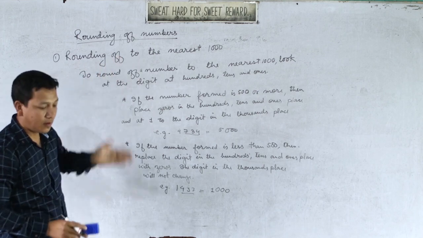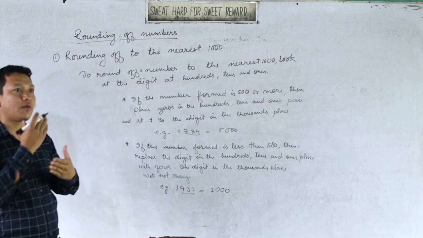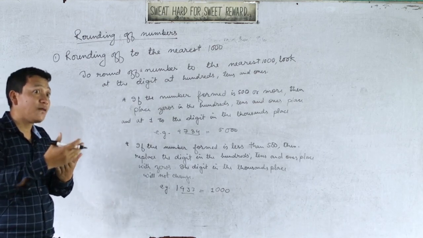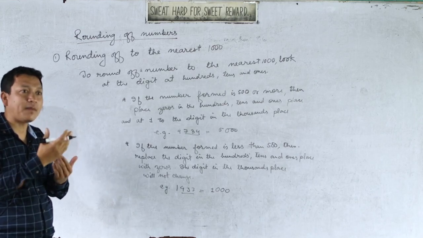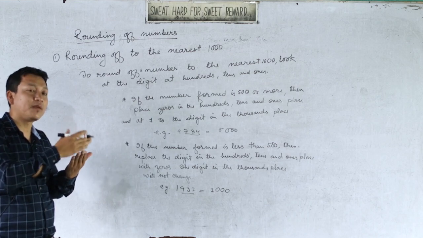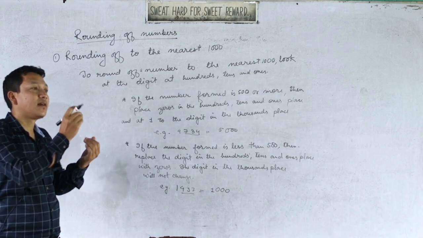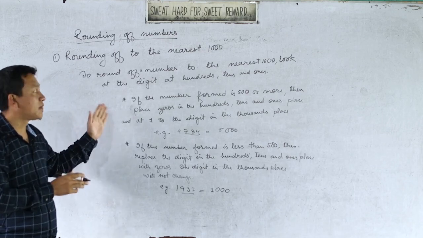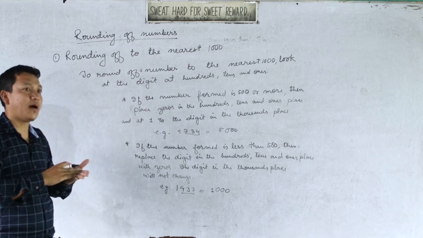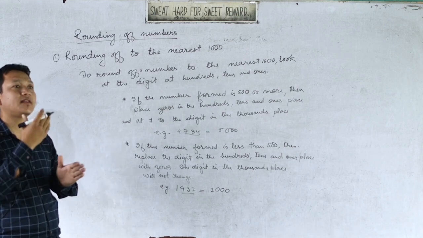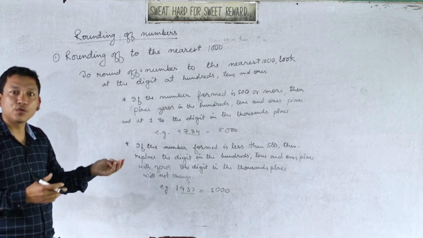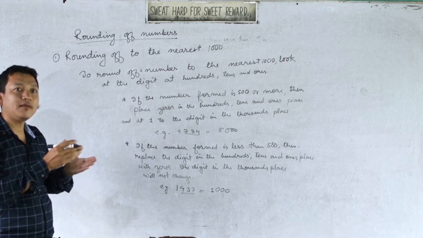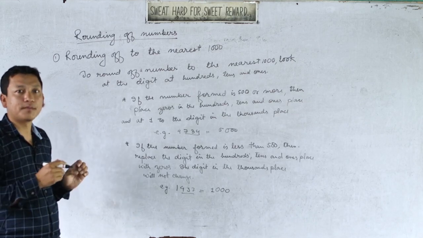According to the nearest 10, you should look at the ones place digit. If it is 5 or more than 5, we should take the next ten, meaning the tens place digit goes up by one. If the ones place digit is less than 5, meaning it may be 4, 3, 2, 1 or 0, then the ones place becomes 0 and the tens place stays the same.